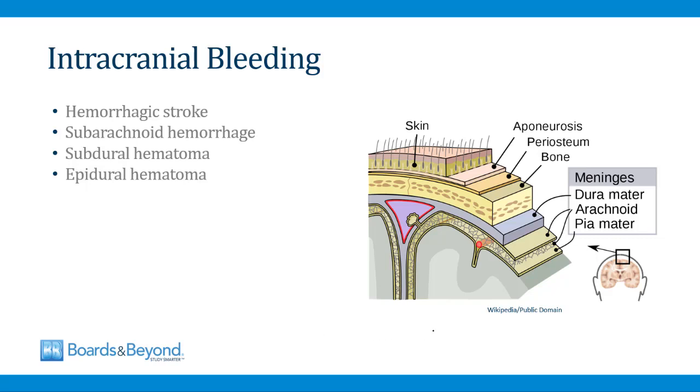If you look at this drawing over here on the right, here we've got the brain tissue itself. And when people bleed into the brain tissue itself, that's called a hemorrhagic stroke. And I talk about hemorrhagic strokes in some of the videos on strokes.